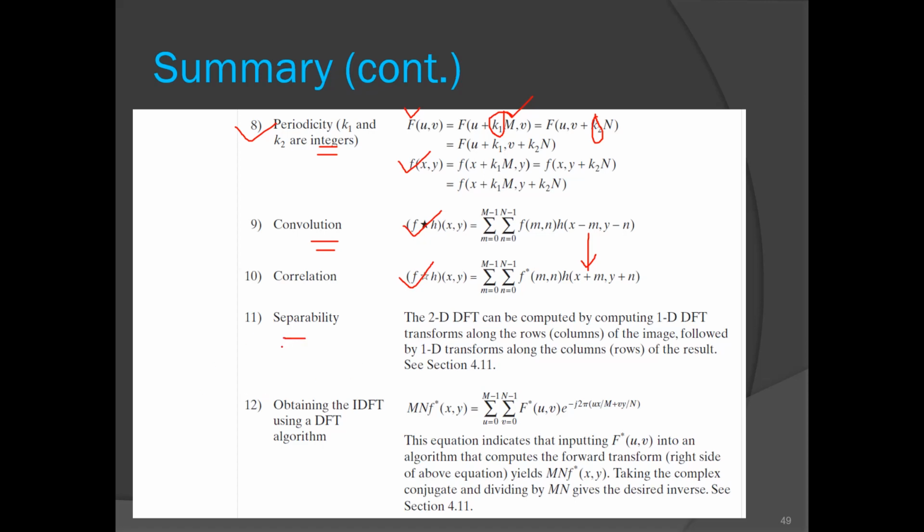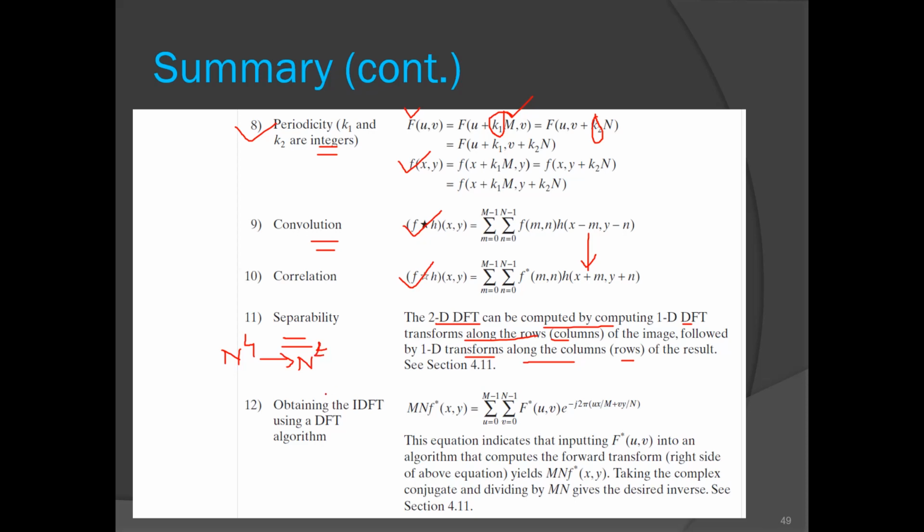And we have seen what is separability. So 2D DFT can be computed by computing 1D DFT along the rows or columns of the image, followed by 1D transform along the columns or rows. And vice versa. We can do first 1D DFT along the rows and then later along the columns, or we can do 1D DFT along the columns followed by 1D DFT along the rows. And we managed to reduce the complexity from n raised to power 4 to n raised to power 2.